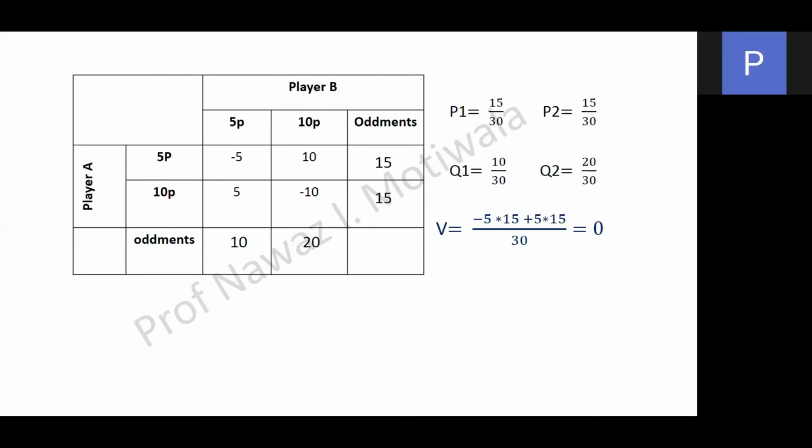Sir, 20 and 10 are interchanged, no? Like -5, -5. So 10 will be in the second column and 20 will be in the first column. Yes, there's a mistake there. So the answer for Q1 will be 20 by 30, more or less. The answers would be the same, but the position would be different. Yes, Q2 will be 10 by 30, and Q1 will be 20 by 30.